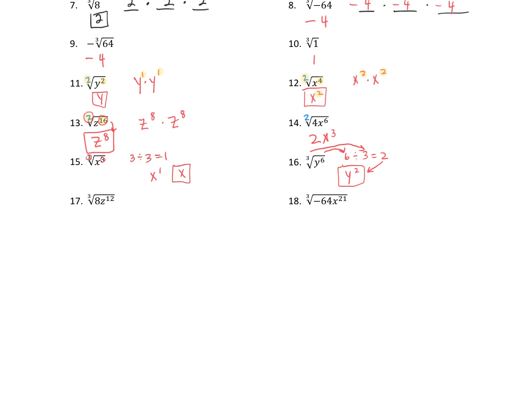Number 17, we have the cube root of 8, that's 2, and then the cube root of z to the 12th. So 12 divided by 3 is 4, so that would be z to the 4th, so 2z to the 4th. The last one, cube root of a negative 64x to the 21st. So this is going to be a negative 4. 21 divided by 3 is 7, so x to the 7th.